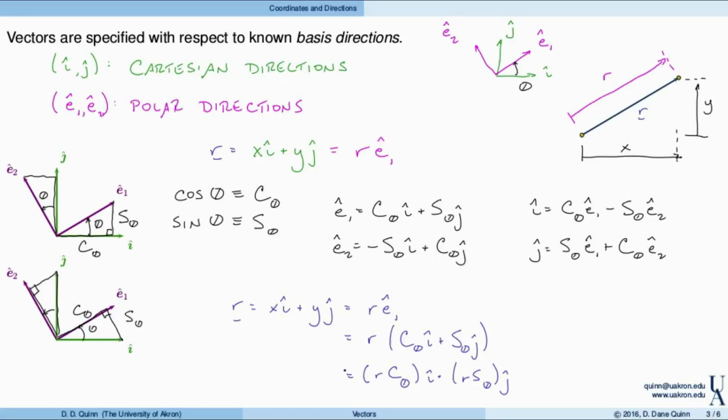So now looking at the left and the right hand sides, the component of i on the left has to equal the component of i on the right. So x is equal to r cosine of theta, and similarly for j, y is equal to r sine of theta. So we can oftentimes come up with coordinate transformations based on the geometry of these different bases directions.